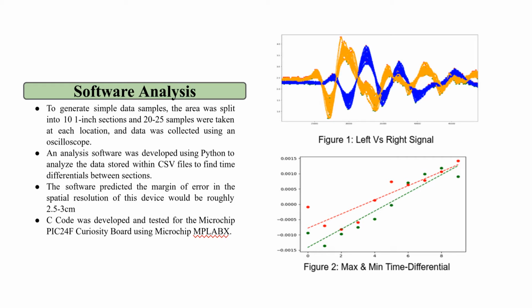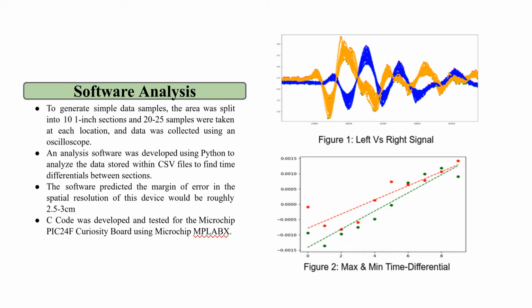Figure 1 depicts a graph of all the signals in a given segment overlaid over each other, while Figure 2 shows the result of calculating the lines of best fit based on the average time difference between the samples compared to the segments that they were taken from. Based on the collected data, the software predicted that the spatial resolution of our device would be accurate within 2.5 to 3 centimeters.